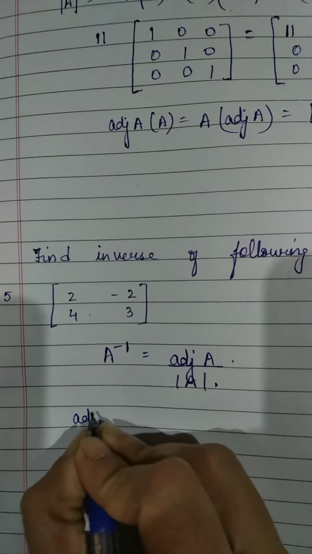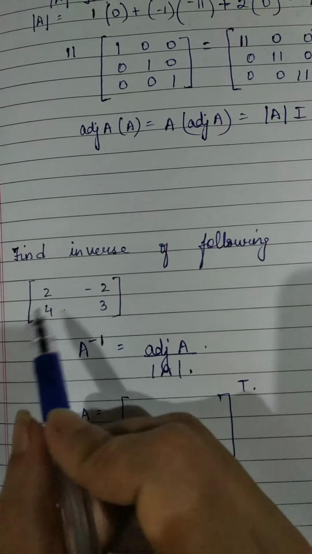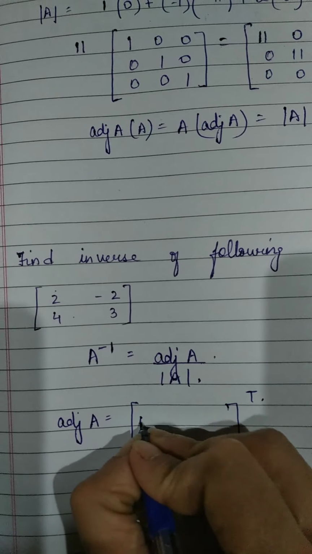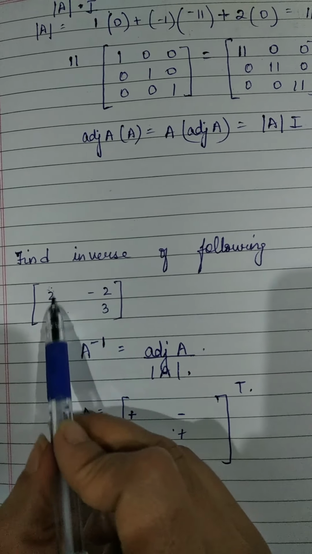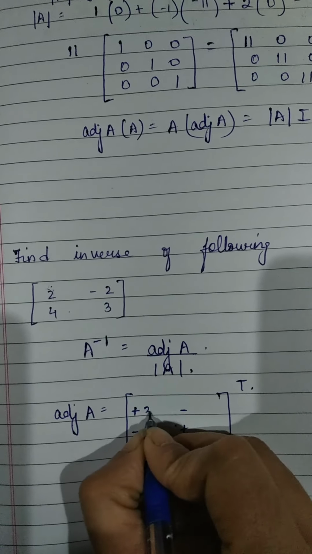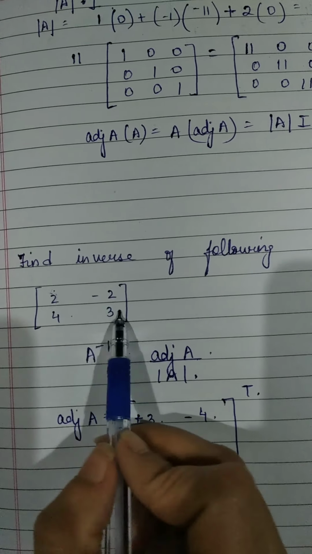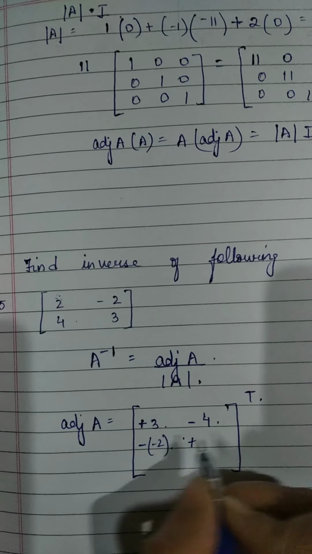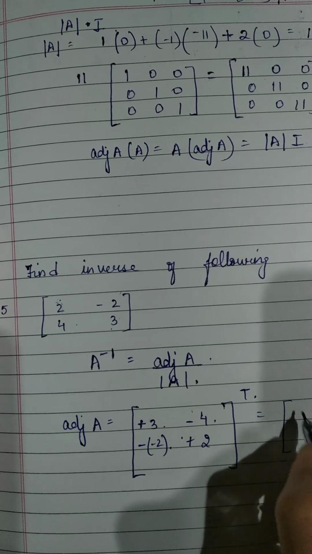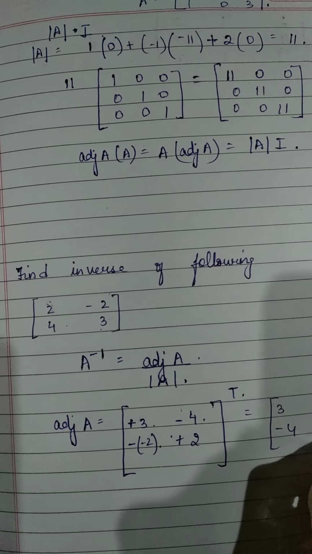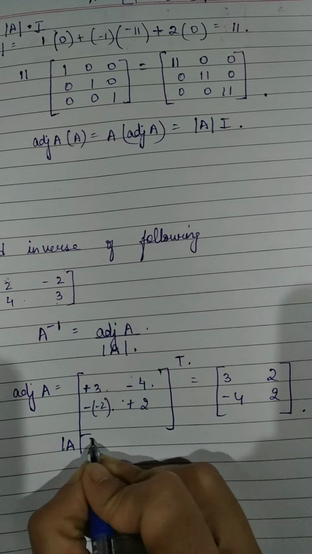So let's find out the adjoint of A. Adjoint of A is transpose of the cofactors, right? So cofactor of this positional values, first of all, this is positive, this is negative, this is negative, this is positive. So cofactor plus 3. For this it will be minus 4. For this it will be minus 2. And for this it will be 2. So its transpose would be 3 minus 4, 2 and 2. So that's the adjoint. We can simply find out the determinant.